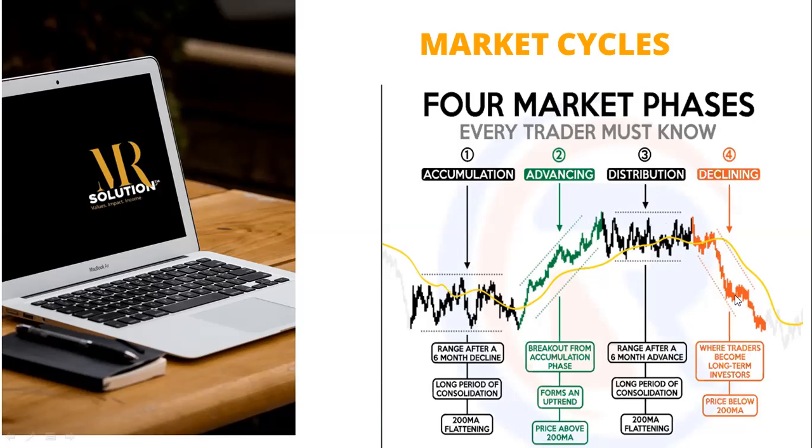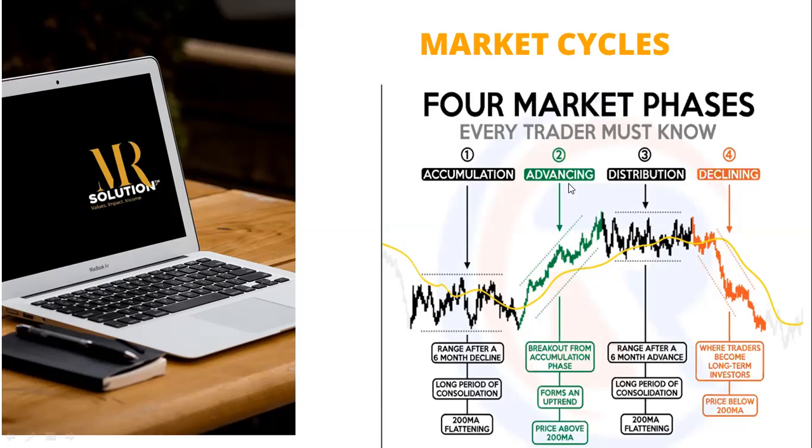Okay, it's just that this cycle is more complex than this. Because I want this to be as simple and as understandable to everybody, hence my just using this pictorial representation. Okay, so here I equally said there is really a range after a 6 months decline. The price range is after a 6 months decline, and then there is a long period of consolidation. These are the characteristics of the accumulation phase, and then the 200 moving average flattening. This might look complicated, but when you come for the advanced course, we look at some of these moving averages.